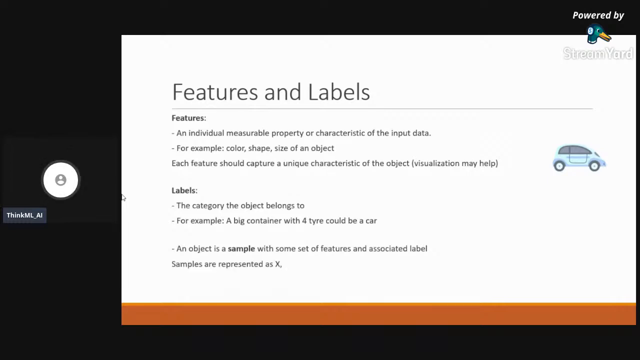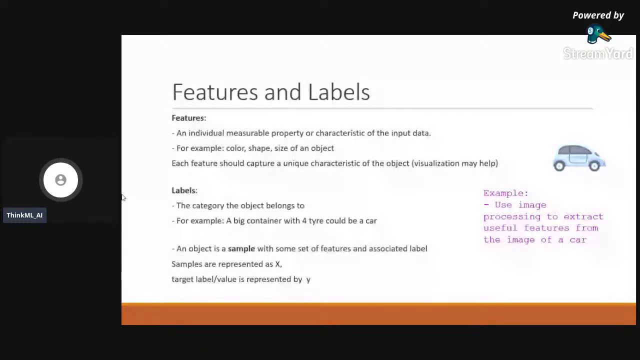Okay, samples are represented by X, and the target value or the ground truth is represented by Y, as we have also seen in the dataset split case. Okay, so for example, if we are having image data, we can use image processing to extract useful features from the image of a car. Okay, so we will see tomorrow how we can do some feature extraction.